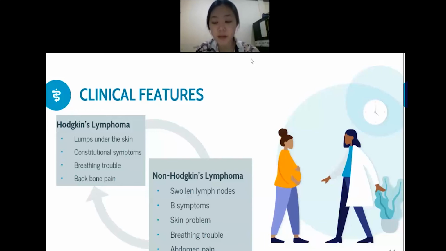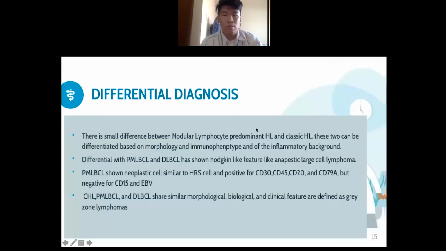It's a result of lymphoma inside the chest. The symptoms of non-Hodgkin lymphoma are: first, swollen lymph nodes, which are caused by lymph node enlargement. Second is B symptoms, which refer to fever, weight loss, and night sweats. Third is skin problems, which are usually itchy. Fourth is trouble breathing, with the same causes as in Hodgkin lymphoma. The fifth is abdominal pain. Swelling in the abdomen causes abdominal pain.